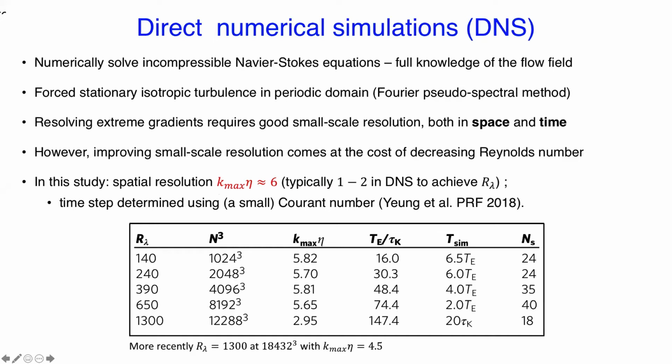So the table basically shows the database. In terms of the Taylor scale Reynolds number, we have roughly about one order of magnitude going from 140 to 1300. And this is accomplished using grid sizes which go from 1024 cubed to 12,000 cubed. Though more recently, this run at 1300 has been extended to 18,000 cubed with a slightly higher Kmax eta, but I will not be using that for today.